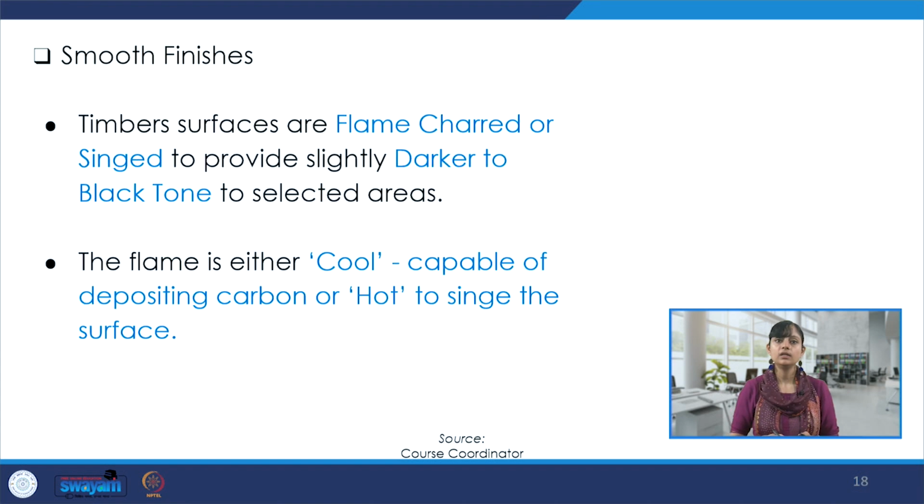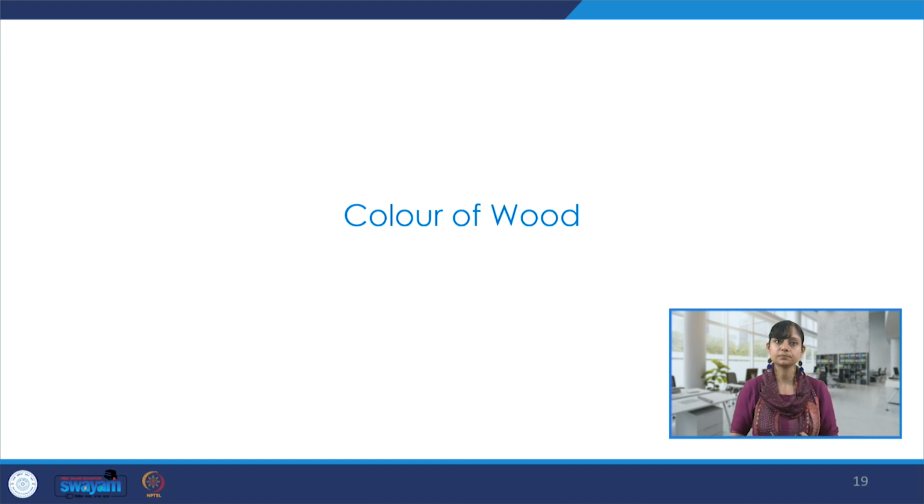Then the timber surfaces, if they are flame charred or singed, then they also provide a slightly darker to black tone for selected areas. So that can also be playing with the finish by charring or singeing the timber. The flame is either cool, capable of depositing carbon, or hot, which is to singe the surface.